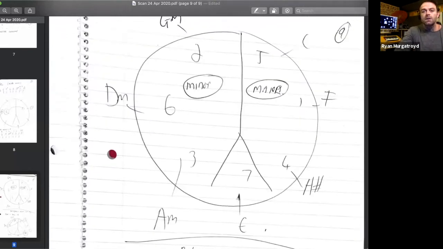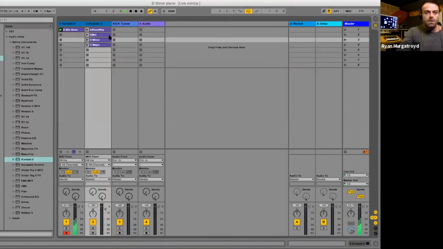Okay, cool. So I'm going to play this root. In Ableton, I've got my piano playing. And now let's go.